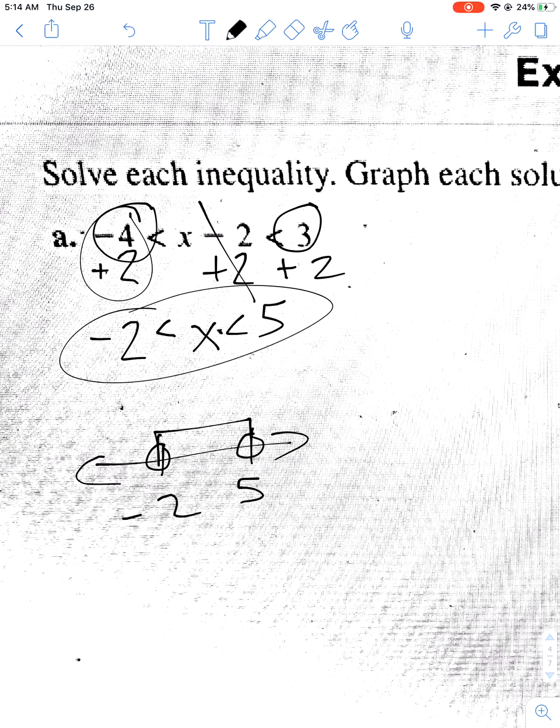Interval notation: where does it start working? Where does it stop working? Open means parenthesis. Open means parenthesis.